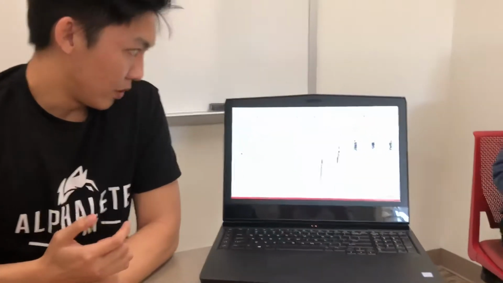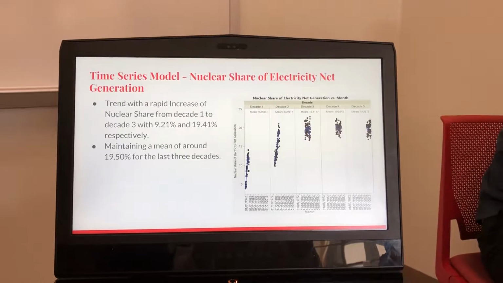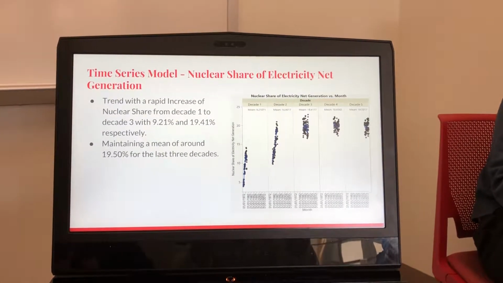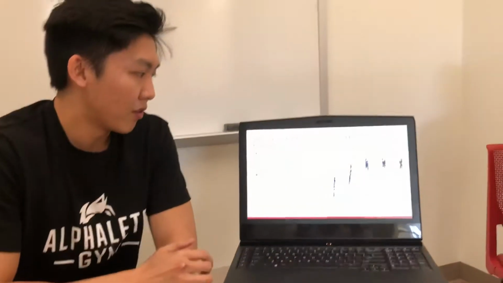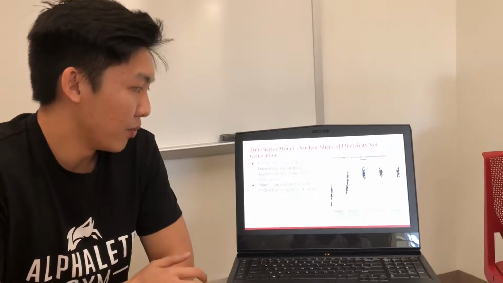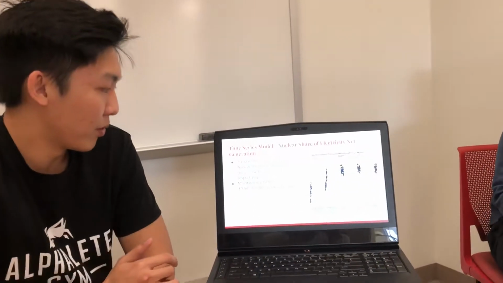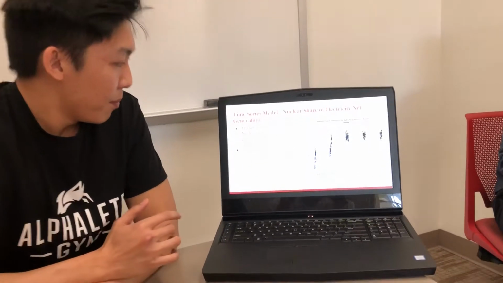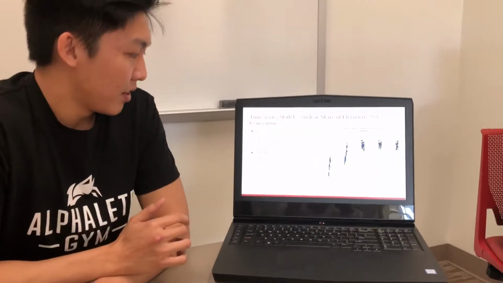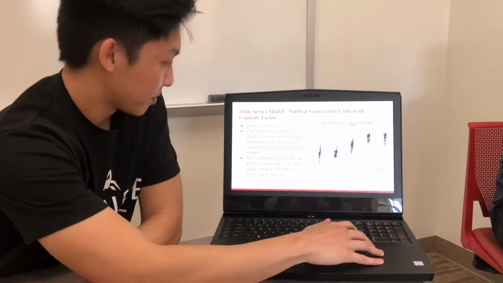Next, we take a look at the nuclear share of electricity net generation. Looking at the graph, we also found a trend with a rapid increase of nuclear share from decade 1 to decade 3, with 9.21% and 19.41% respectively. And the trend maintains a mean of around 19.50% for the last 3 decades.